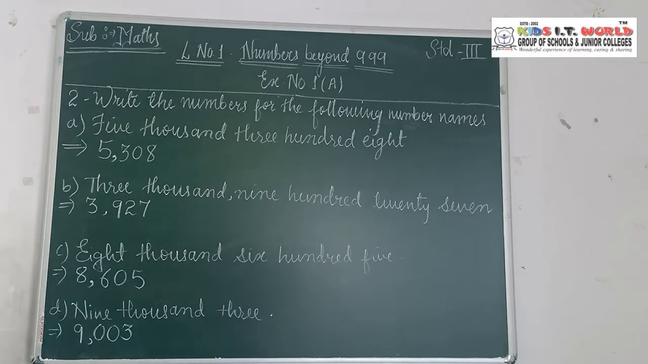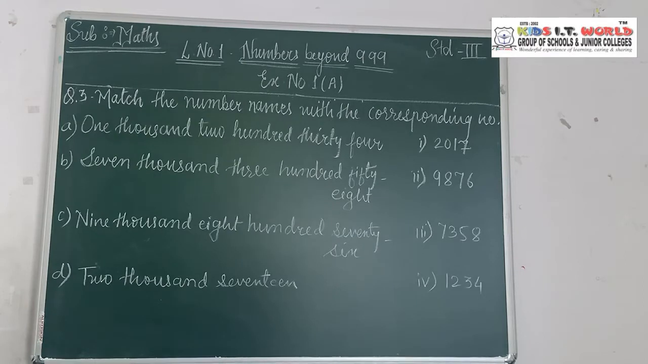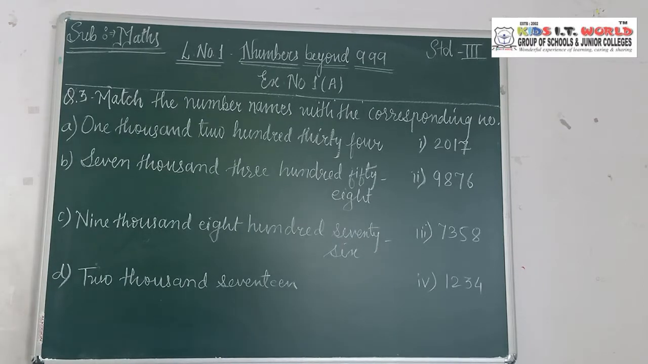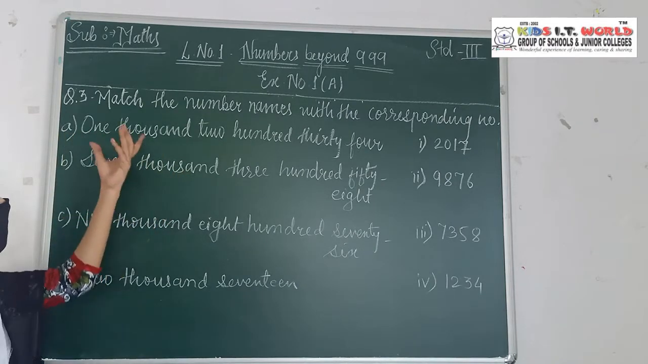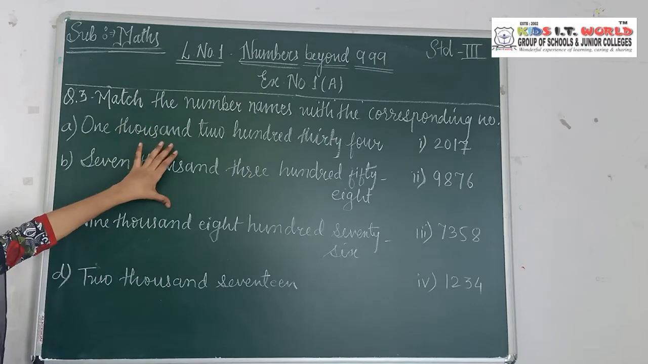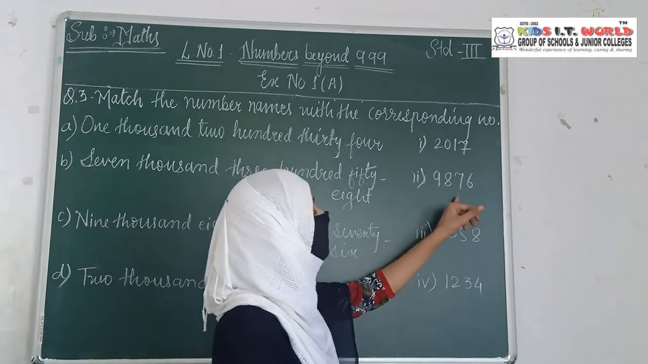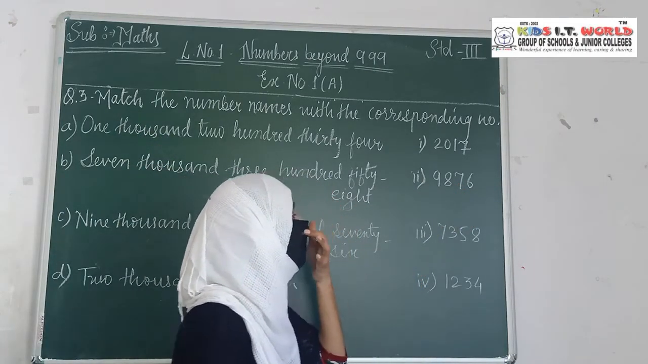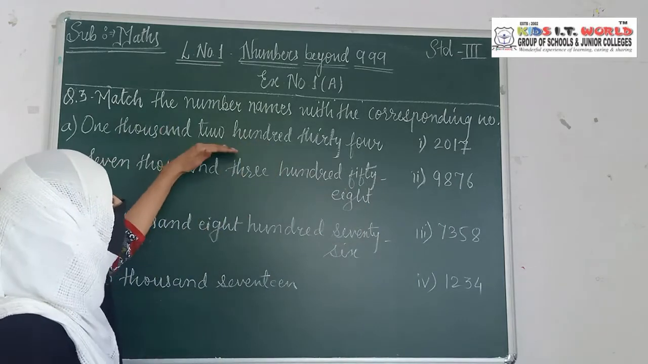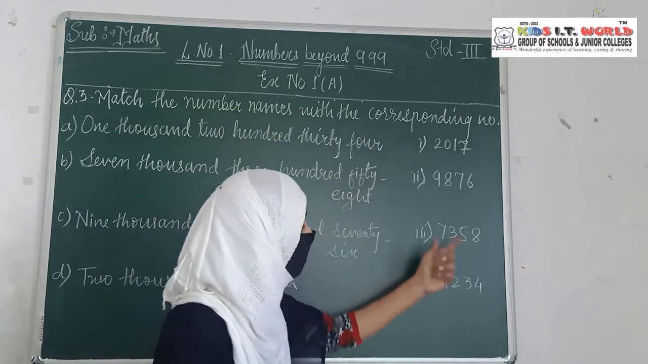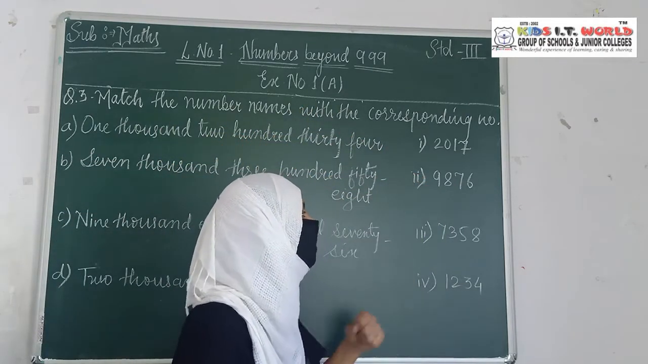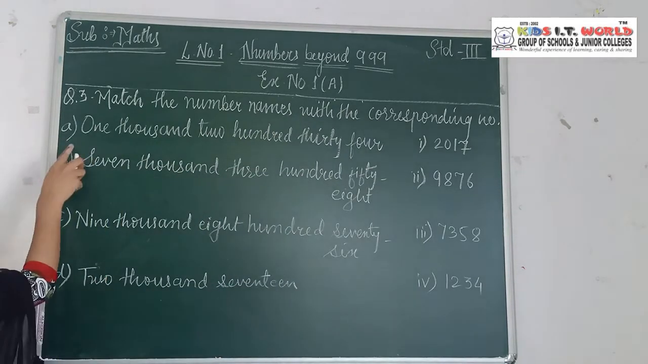Now let's see question number 3. Match the number names with the corresponding number. On one side they have given you the number names, and on the other side they have given you the number form. So you have to match which number name is correct with which number value. So let's see. Read the first one.